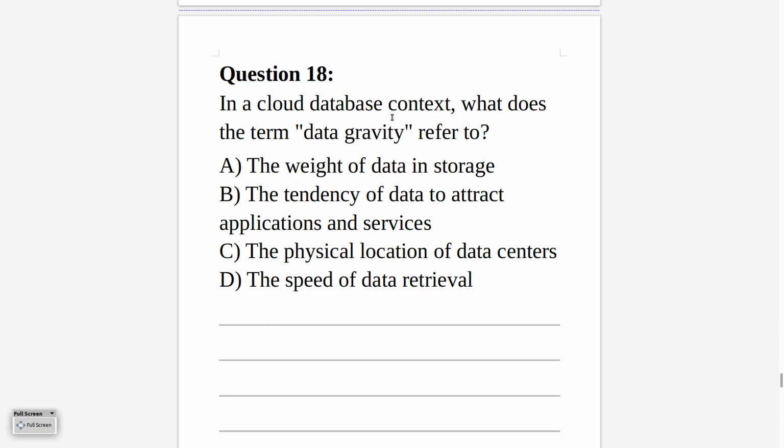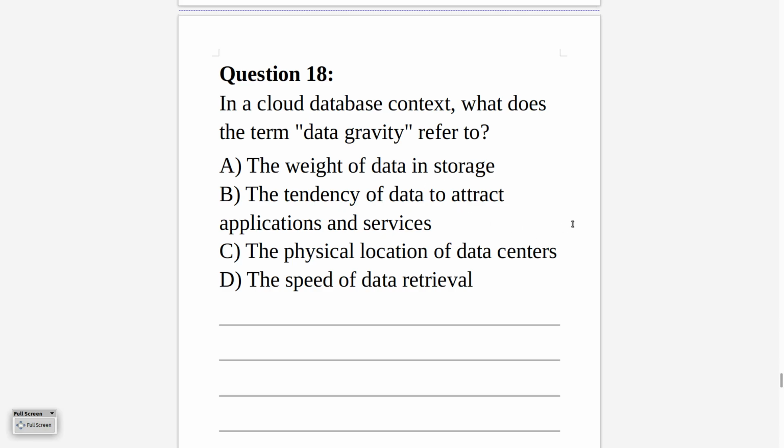Question 18. In a cloud database context, what does the term data gravity refer to? Interesting. I don't know the answer to this. Is it A, the weight of data in storage? B, the tendency of the data to attract applications and services? C, the physical location of data centers? Or D, the speed of data retrieval? I'm gonna take a wild guess.